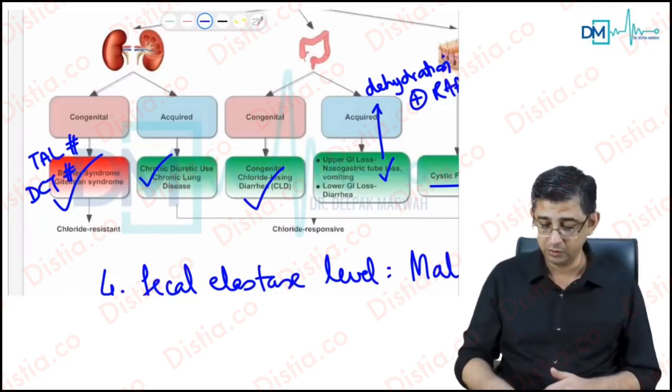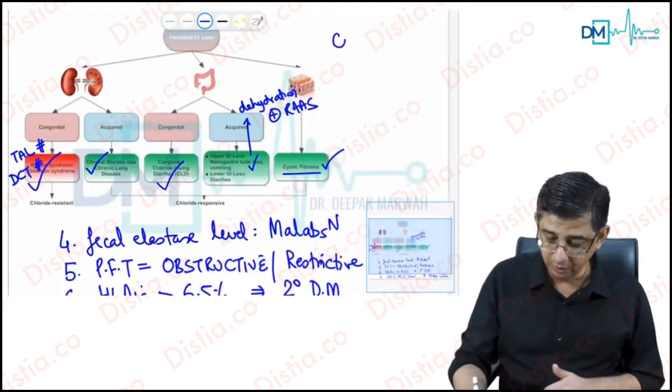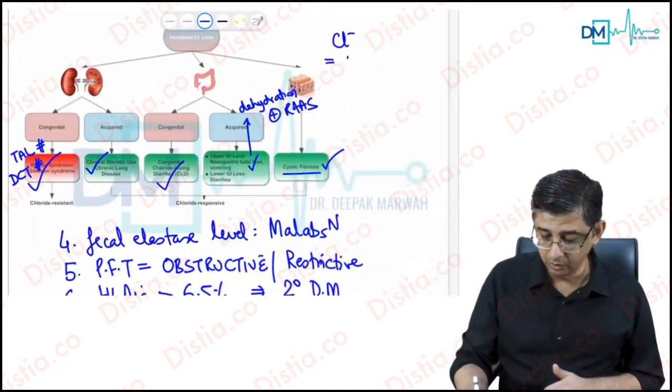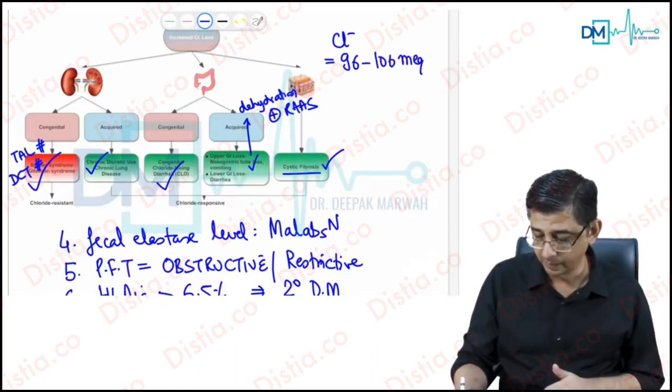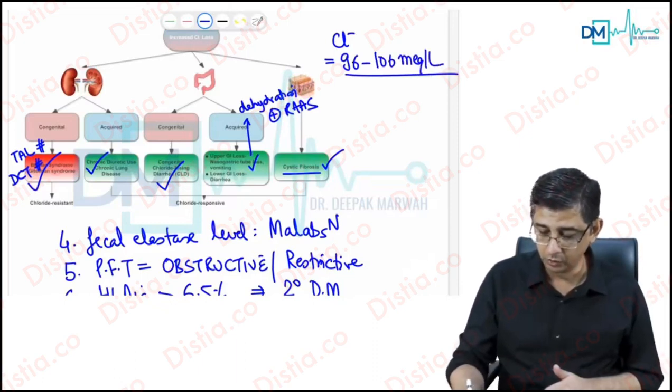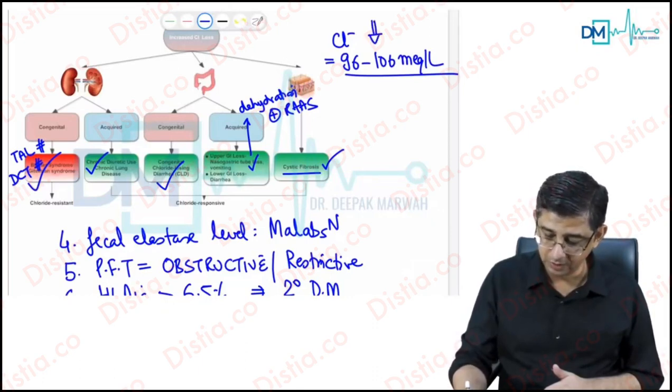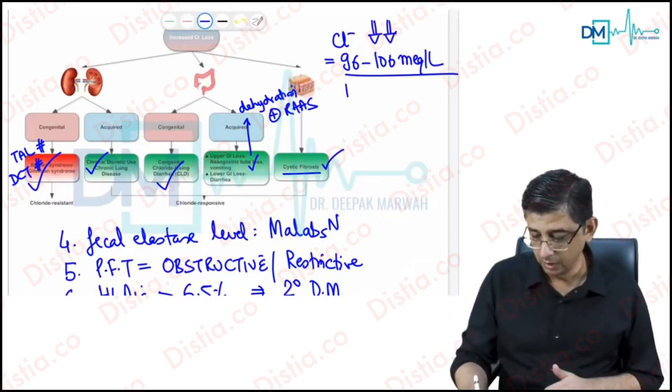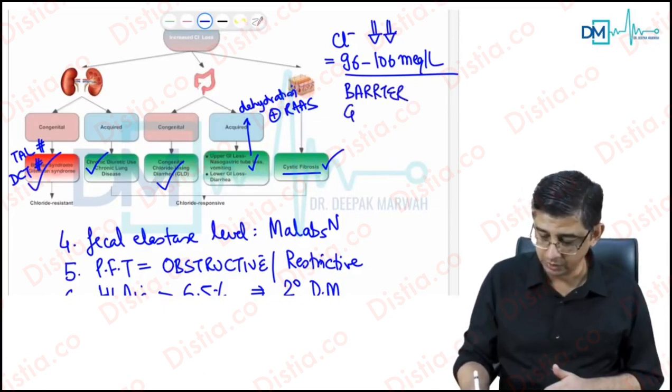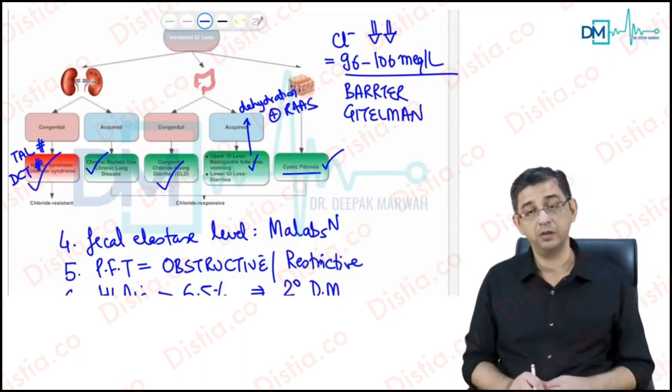So what are the causes for hypochloremia that I've explained to you? Normal chloride in the body is between 96 to 106 milliequivalents. Conditions in which chloride in the body will be less than normal have been discussed today. Chloride in the body can be less in Bartter syndrome and Gitelman syndrome, diseases related to thick ascending limb of loop of Henle and distal tubule respectively.